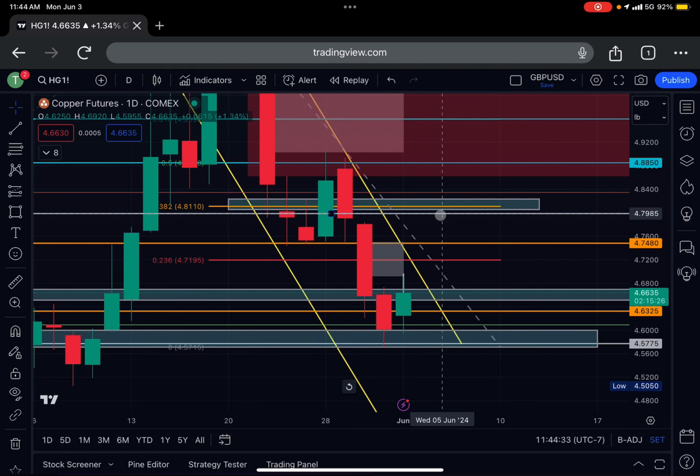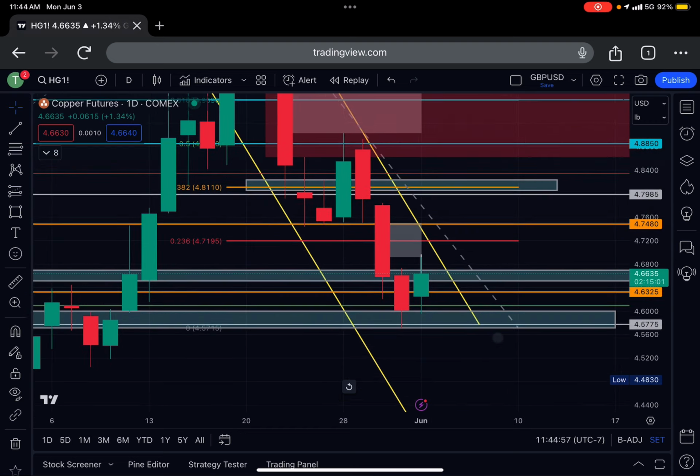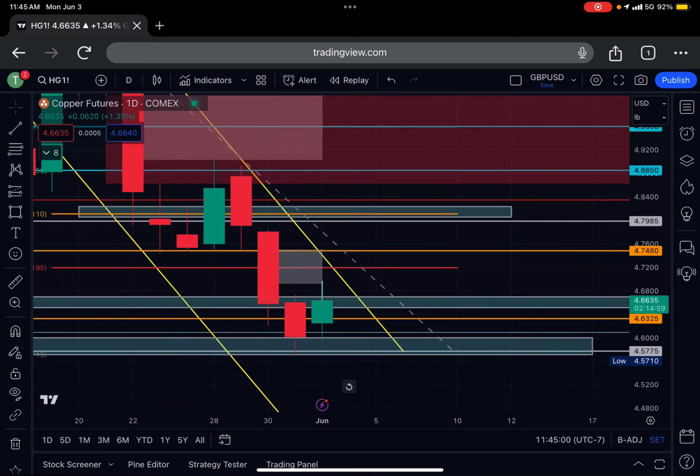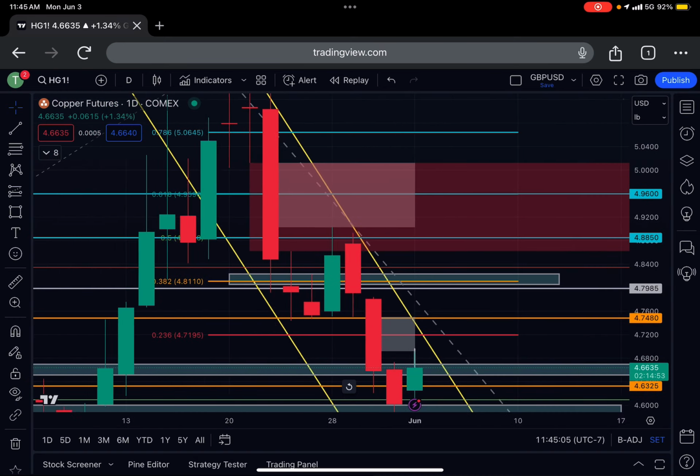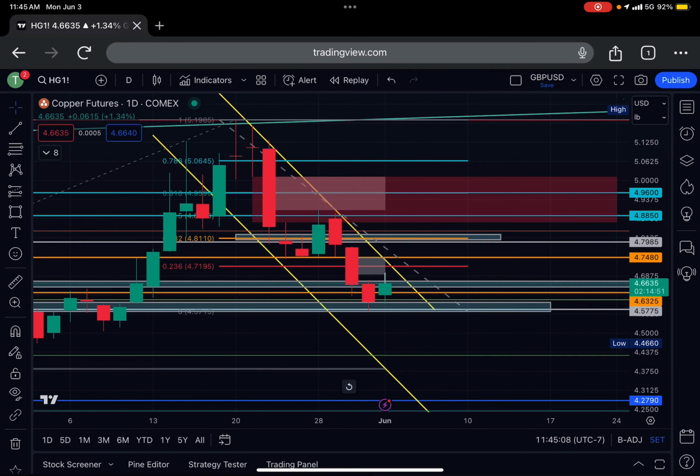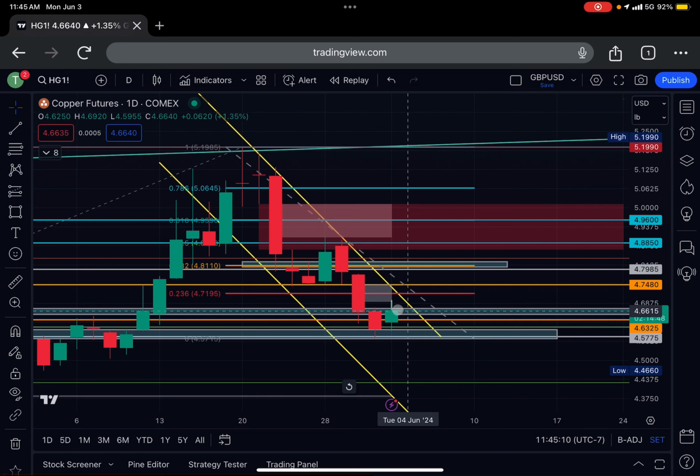If price doesn't go above it, but taps it and comes down, then you know we're in a strong trend to the downside, and it will probably retest this area of demand right here. So that's the things I drew out on the daily, and we can see we are still pushing up.